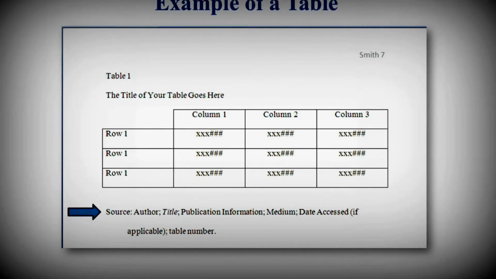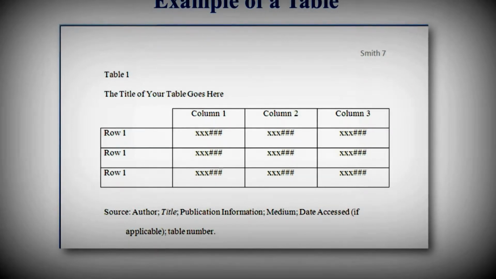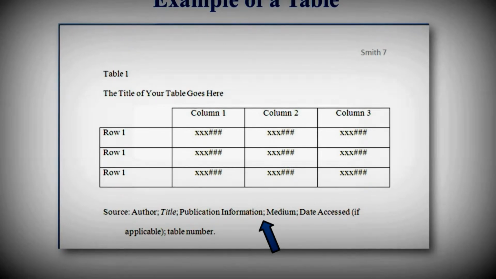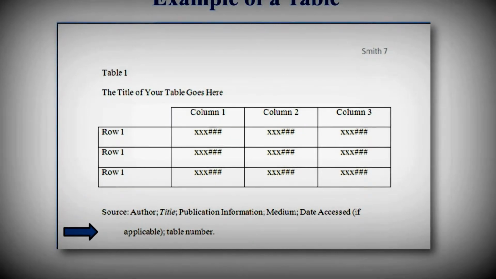Whether it's a book, an article, or a website, for example, will determine what information is required. It's not formatted exactly the same as an entry in your works cited list. Notice each bit of information is separated by a semicolon. And just like the rest of your paper, this should all be double-spaced and in 12-point Times New Roman font.